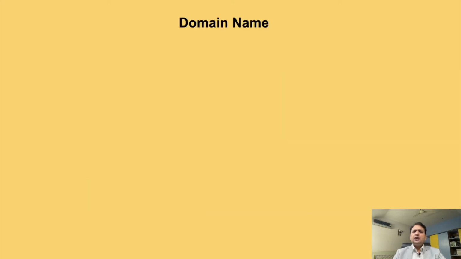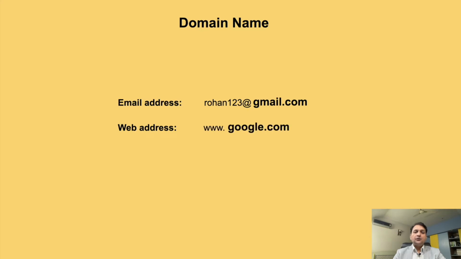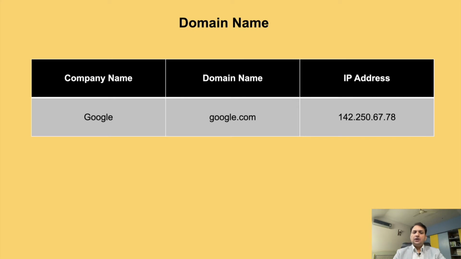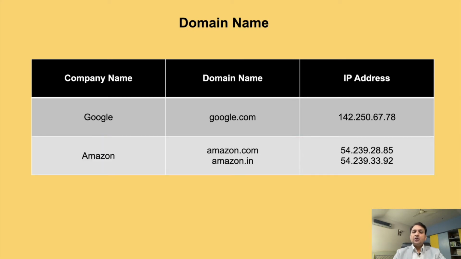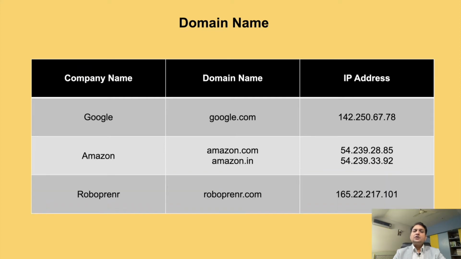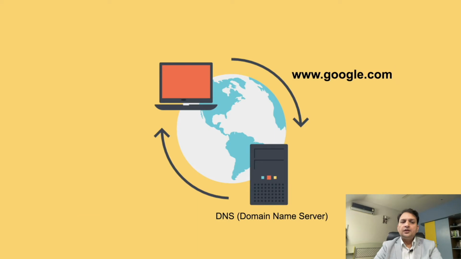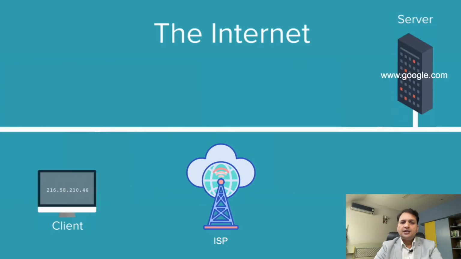Domain name is a unique name of a website. It is the part that comes after the @ sign in email addresses and after www. in web addresses. In case of Google, it's google.com. In case of Amazon, it's amazon.com or amazon.in. In case of Roboprenr, it's roboprenr.com. DNS will return the IP address corresponding to google.com to our ISP. Our ISP will return this IP address to our computer.